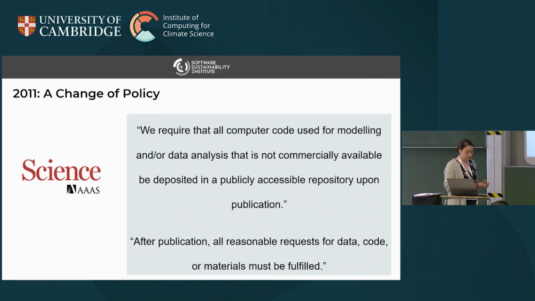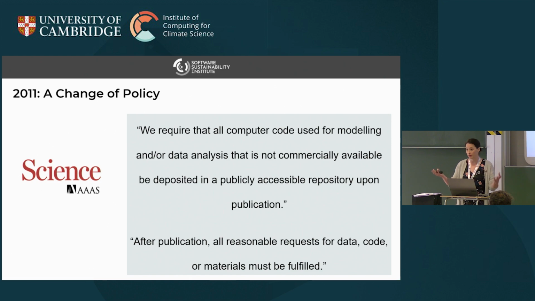And so there's still quite a lot of misunderstanding about what we mean by open research, and some of the culture changes that are coming along with increasingly opening up research are quite slow to take effect. So there's this nice paper which has looked at the effect of a policy change in the journal Science. In 2011, Science changed its policy. They said, if you want to publish with us, we require that all the code and all the data used is put in a publicly accessible repository. And after publication, all reasonable requests must be fulfilled.